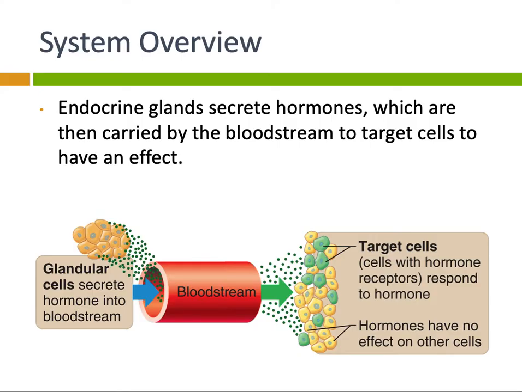The endocrine system is made up of different glands that secrete hormones. The hormones are then carried by the bloodstream to target cells in order to have an effect. As you can see here, the glands are producing the hormones, which are the dark green little dots. The bloodstream is going to carry them to different cells within the body.